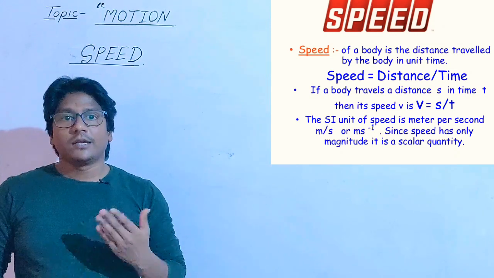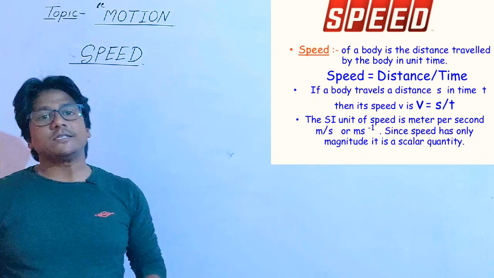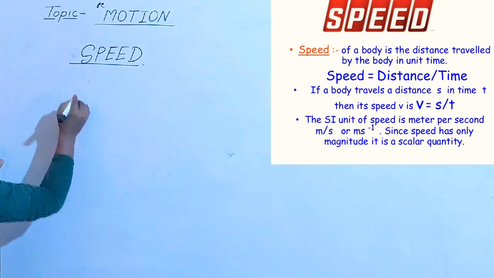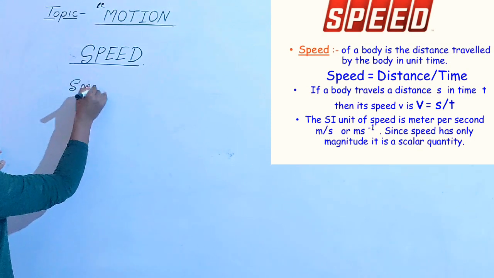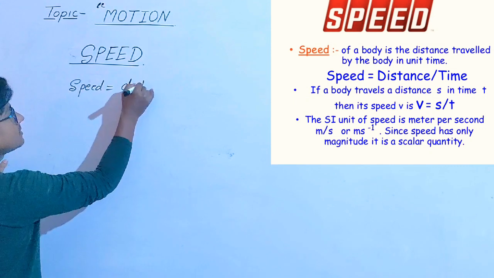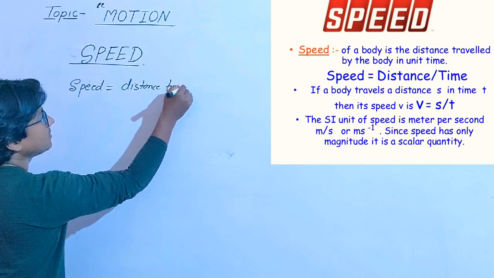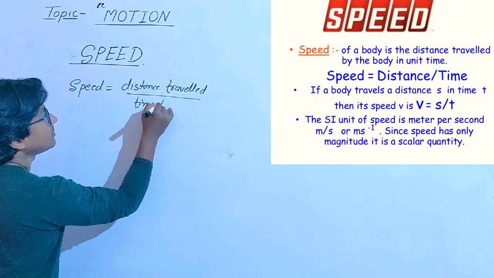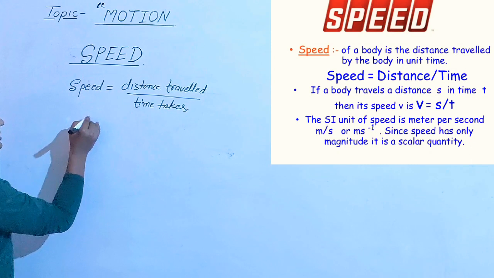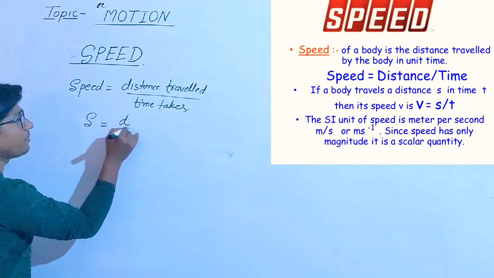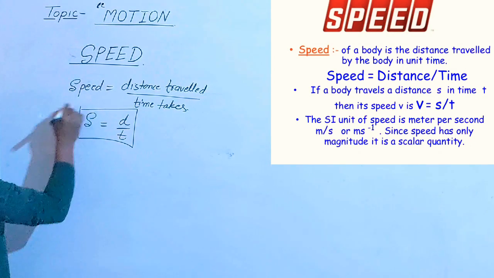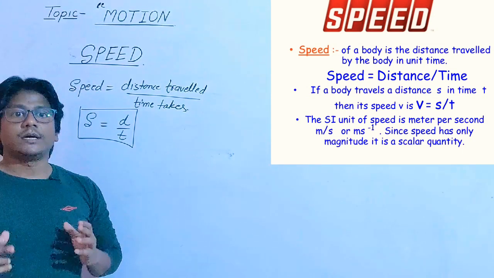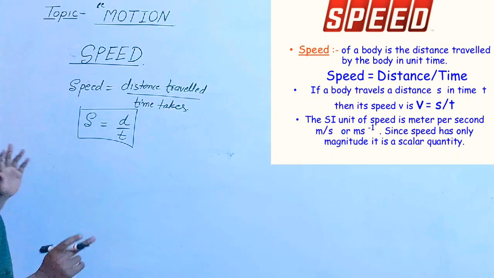Speed of the body can be explained as the distance traveled by a body in unit time. So the formula of speed will be: speed is equal to distance traveled upon time taken. You can see, speed is equal to distance upon time, and the SI unit of speed is meter per second.